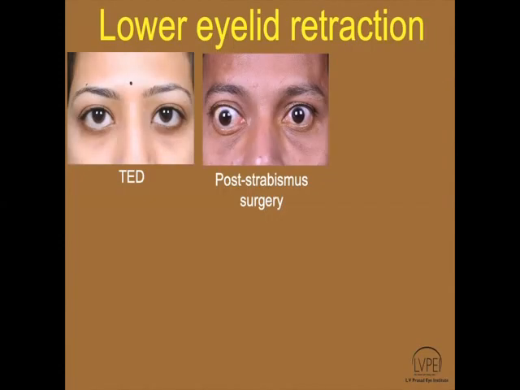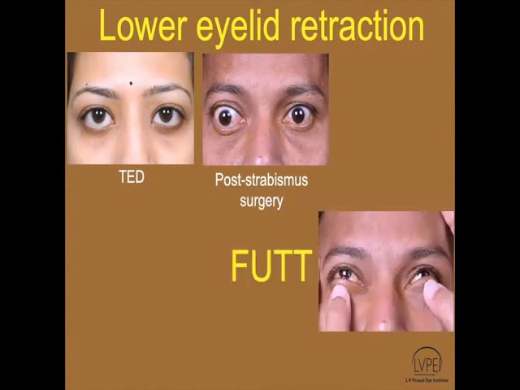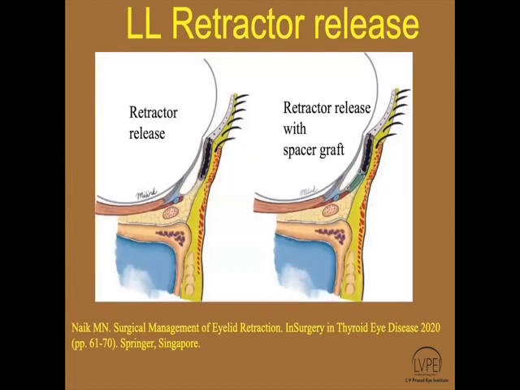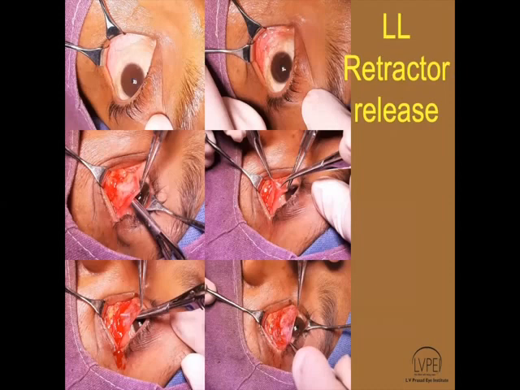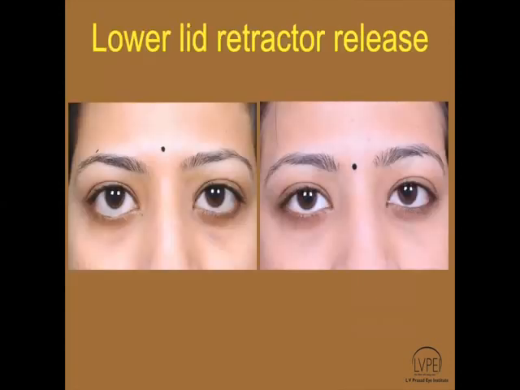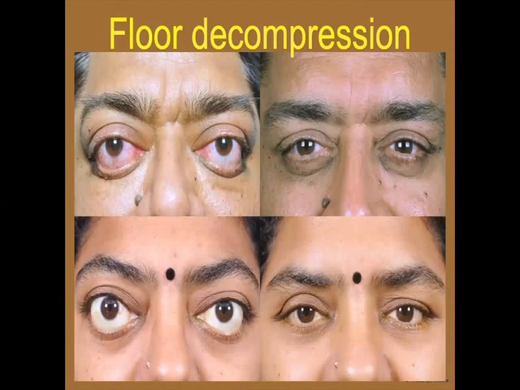Lower eyelid retraction can occur in the setting of thyroid eye disease either as a pre-existing finding or post-strabismus surgery. A forced upward traction test gives a fair idea of the tightness of the lower eyelid retractors, which can be released transconjunctivally so as to reduce the inferior scleral show in cases of mild to moderate lower eyelid retraction. For severe inferior scleral show, however, a floor decompression is very effective to move the eyeball down so that the inferior scleral show can be fully corrected.